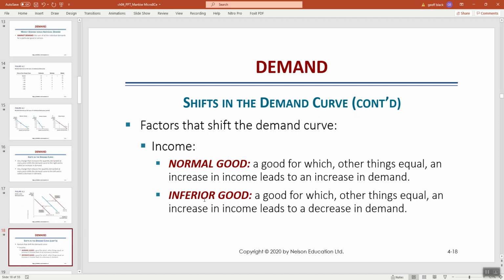Okay? So like Kraft Dinner, Mr. Noodles, anything really cheap. I don't think Big Macs are inferior because it's a really good sandwich, but maybe the things you buy at a dollar store, as you earn more money, you're probably less likely to buy those things. They're really inferior goods. Okay, that's I think the best way to think about it.